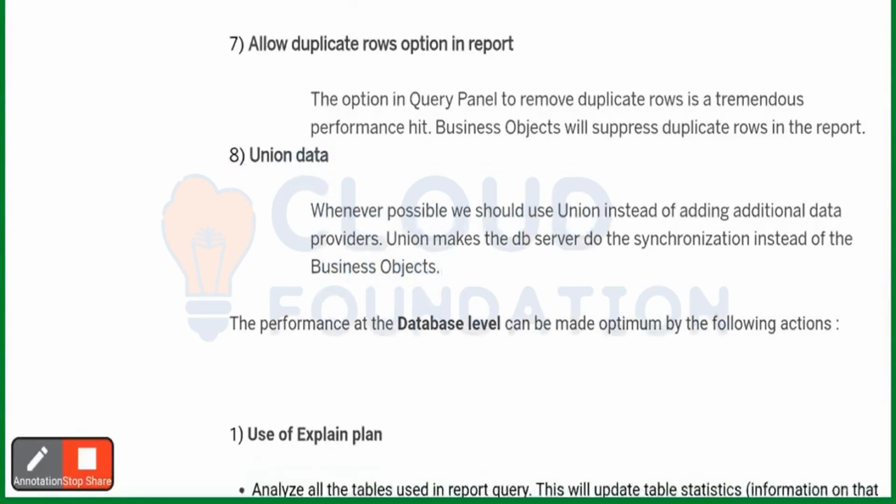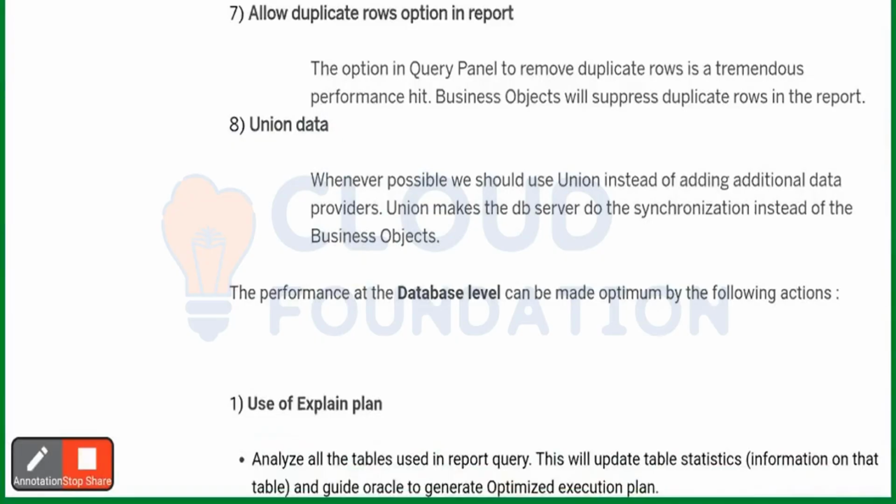And the eighth one is union data. Whenever possible, we should use union instead of adding additional data providers. Sometimes, if we want a query to get different data, we can use union data, and we can use the same universe. In our situations, in our query panel, we use some filters.